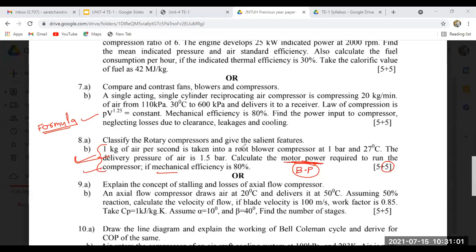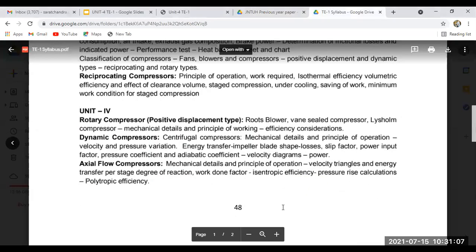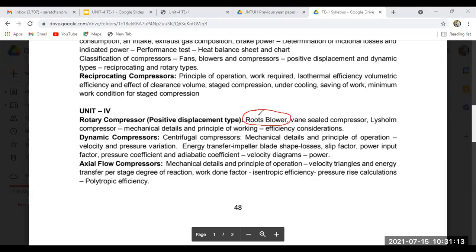So that's all; we have done enough regarding the root blower compressor. Yesterday we did one problem related to the root blower compressor, and today we have done one more. So that's enough problems. Now we are going to discuss our next type of compressor.